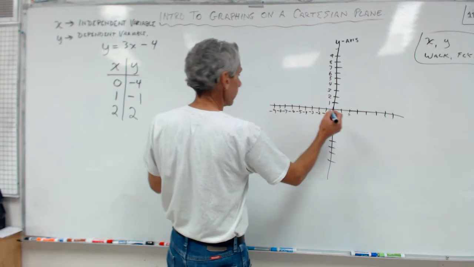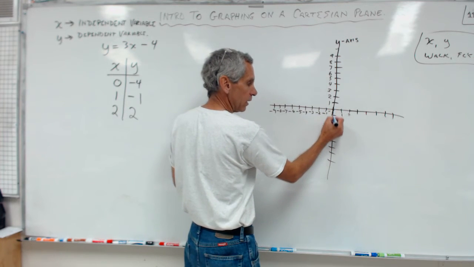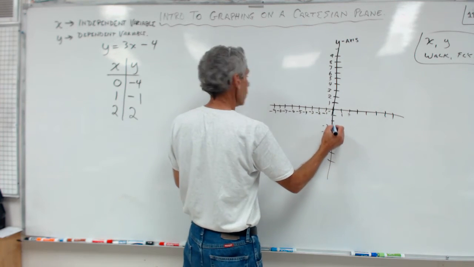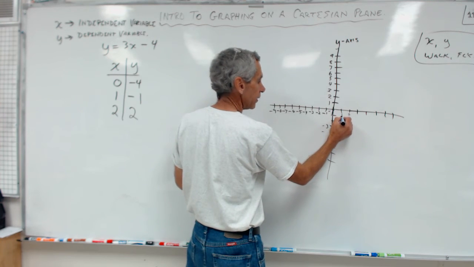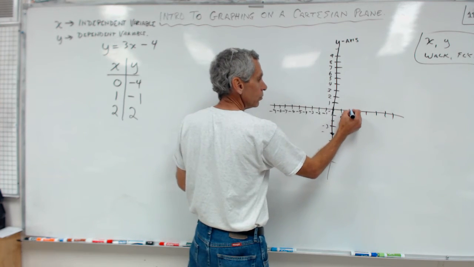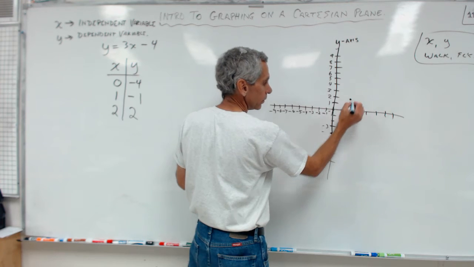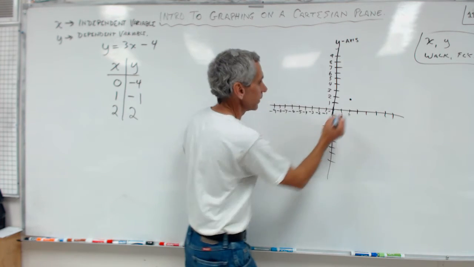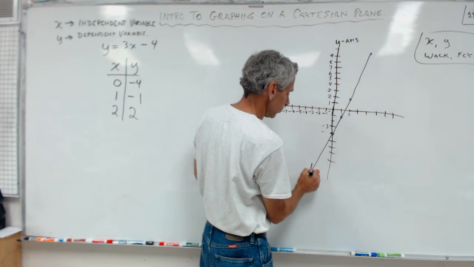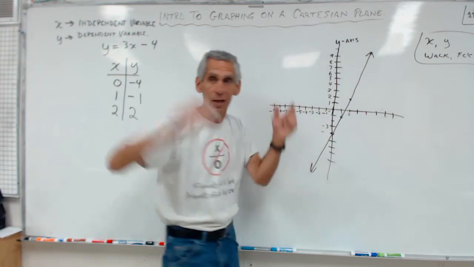So I'm going to plot them. 0, negative 4, dot. 1, negative 1, dot. 2, 2, dot. Does that look like it's a straight line? Yeah, it does. So now I just draw my straight line, I put arrows on the end, and I'm done.